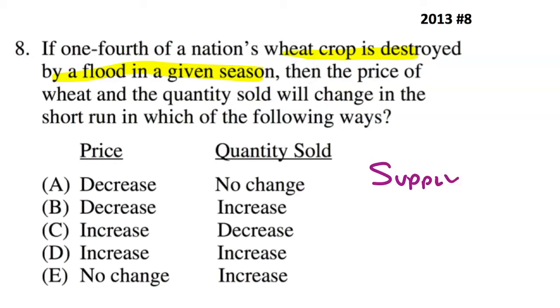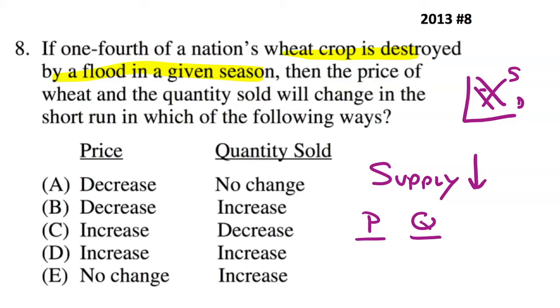Let's write it out here. Is supply going to increase or decrease? Well, if the wheat crop is destroyed, then our supply is going to decrease. We can draw it out: this is our supply, this is our demand, and we cause a leftward shift in the supply curve and see what happens to price and quantity. But remember, an easier way is just to remember the chart. If supply decreases, our price is going to increase and our quantity is going to decrease. Now we're just looking for the answer choice that matches that.